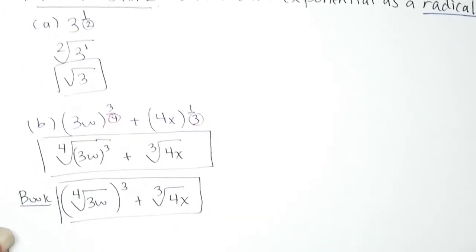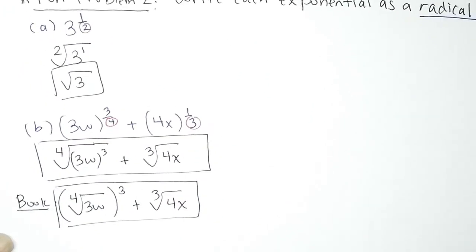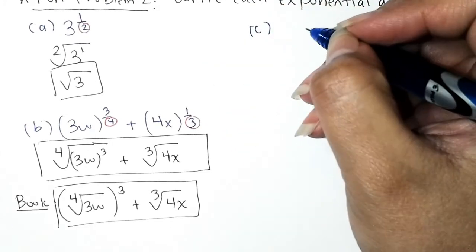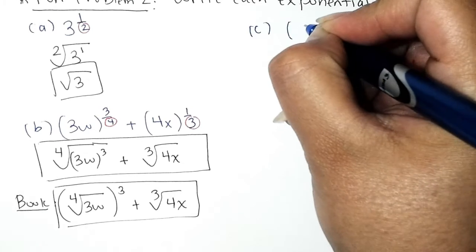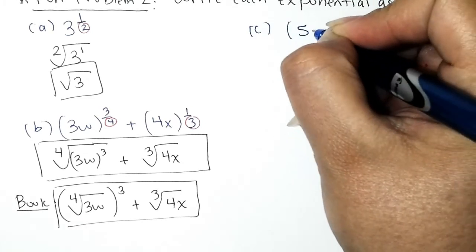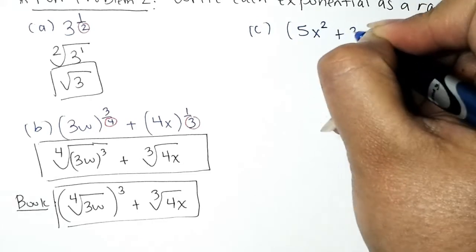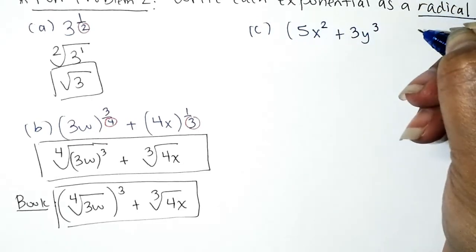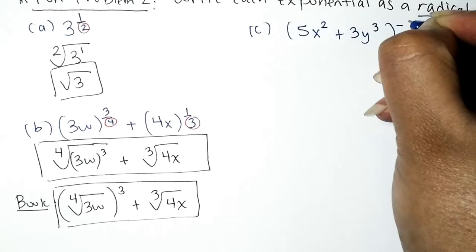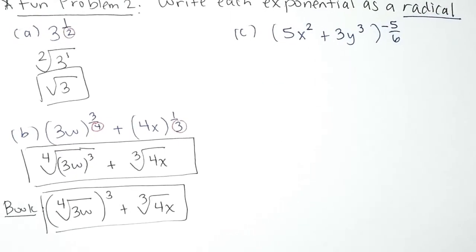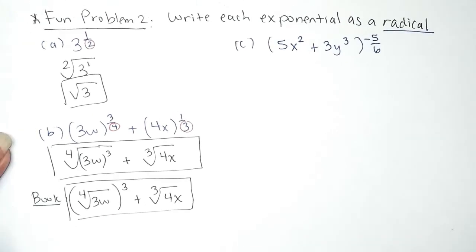Let's go ahead and knock out our third problem. Problem C. We have an addition problem. We have 5x squared plus 3y cubed, raised to the negative 5/6. Okay, I'm already exhausted just from writing it, so I have to remind myself of the directions. It says, write each exponential as a radical.